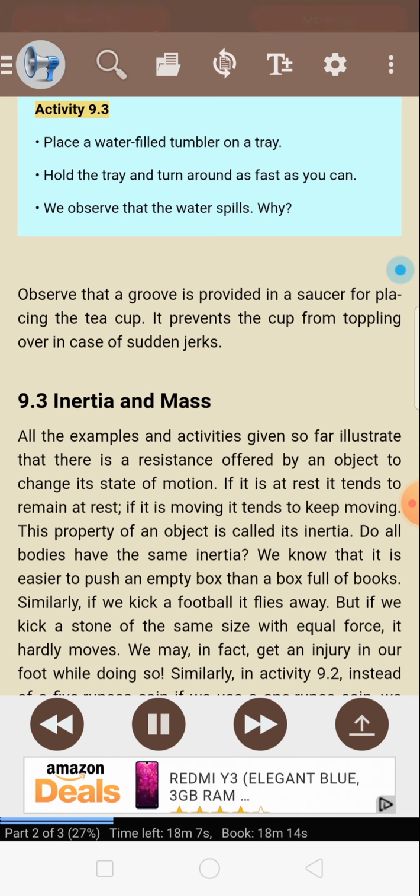Activity 9.3. Place a water-filled tumbler on a tray. Hold the tray and turn around as fast as you can. We observe that the water spills. Why? Observe that a groove is provided in a saucer for placing the teacup. It prevents the cup from toppling over in case of sudden jerks.